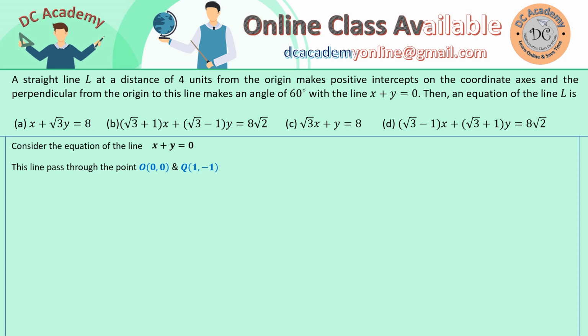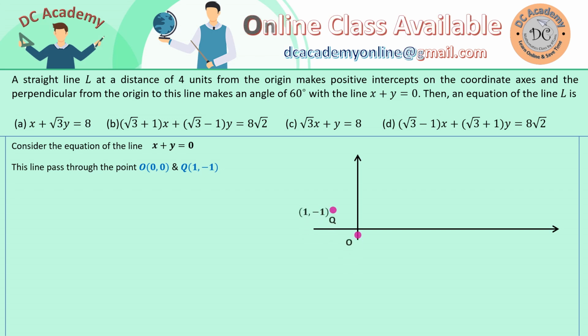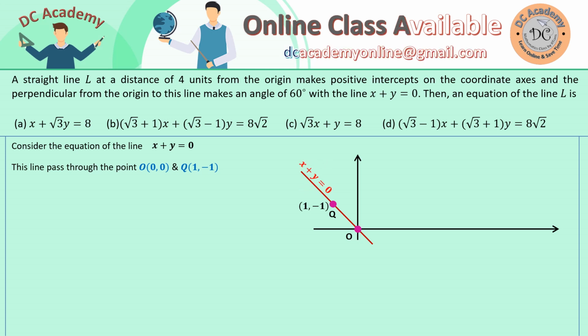So here I named them O and Q. We consider the x-axis and y-axis and put the origin. Origin is, we all know that. So here we just put the point Q, which is 1, minus 1. Now obviously if I join that, we get the line x plus y is equal to 0. So first job is done.